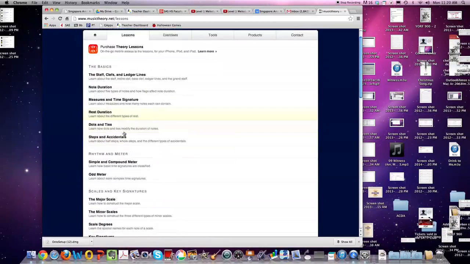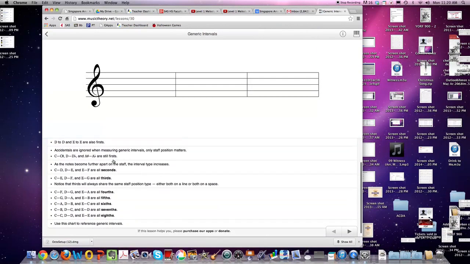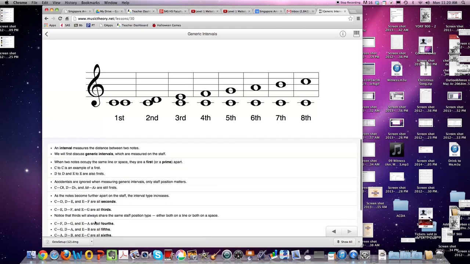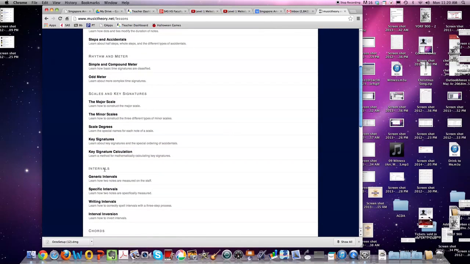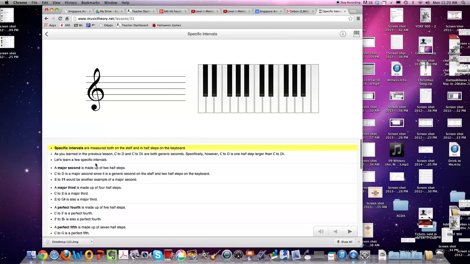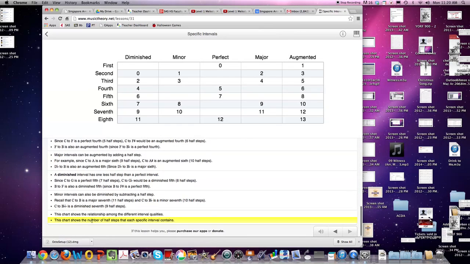Another good thing that we'll go through this, if you go to generic intervals, that talks about how we look at intervals in terms of steps. And if you go back to specific intervals, is how you measure them. Okay, and they give you the half steps and whole steps in that. Okay, so it gives you a nice chart that you can memorize as well. Okay, so that is the lesson on written intervals. Thank you.